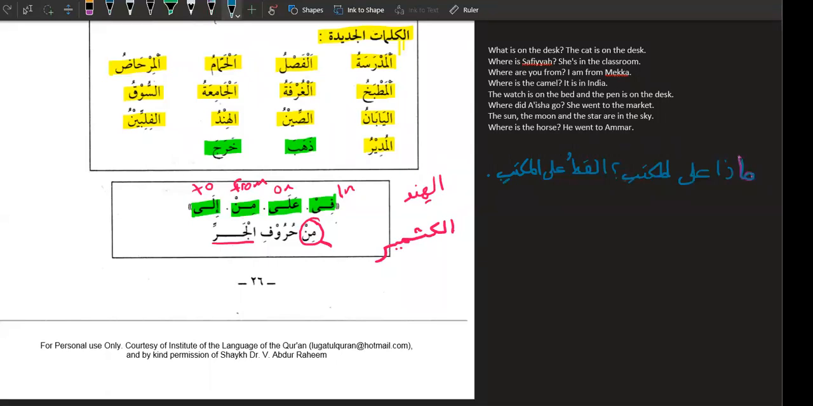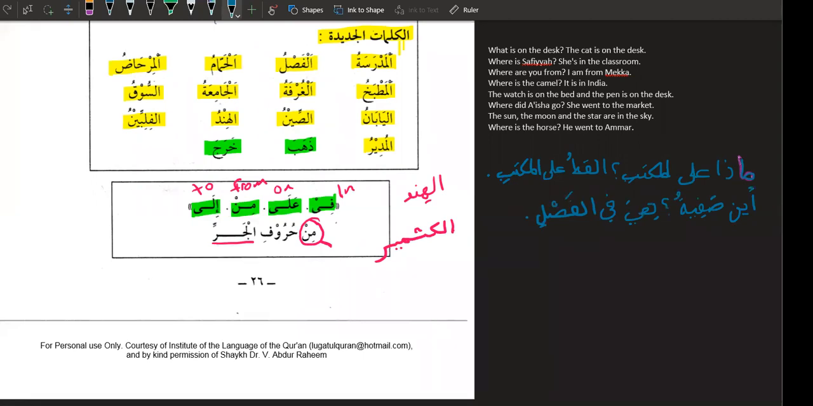Then we had, where is Safiya? So remember we did أين. أين صفية. She's in the classroom. So we use هي because she's a woman. هي في الفصل.